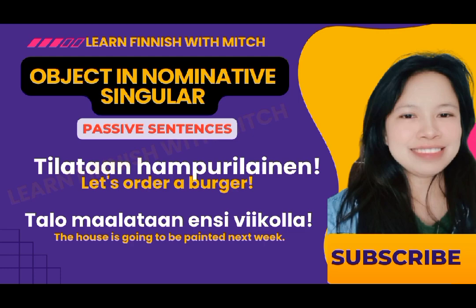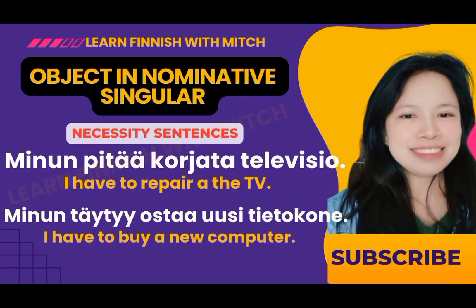Maalataan is the passive word that comes from the word maalata. It means to paint. Next, we have the object in nominative singular with necessity sentences. Examples, Minun pitää korjata televisio. It means that I have to repair the TV. Minun pitää, I have to, korjata, repair, televisio, the TV. Next, minun täytyy ostaa uusi tietokone. It means that I have to buy a new computer. Minun täytyy, I have to, ostaa, to buy, uusi tietokone, a new computer.